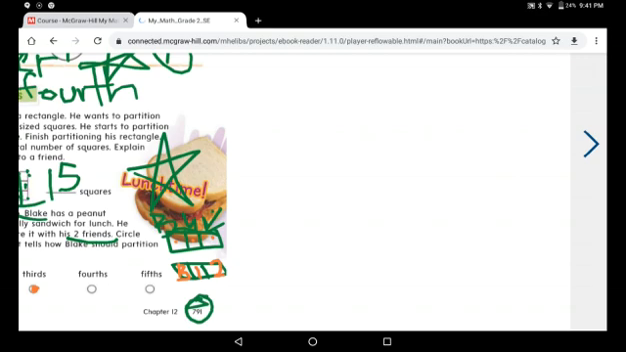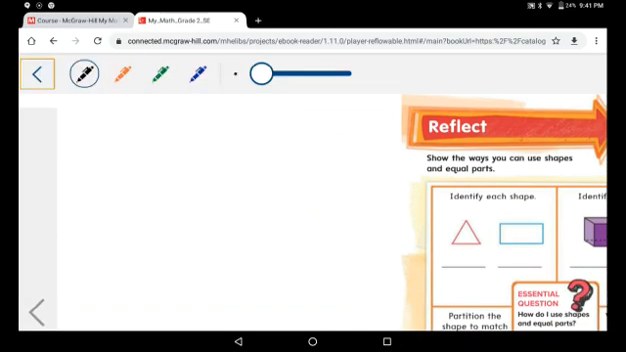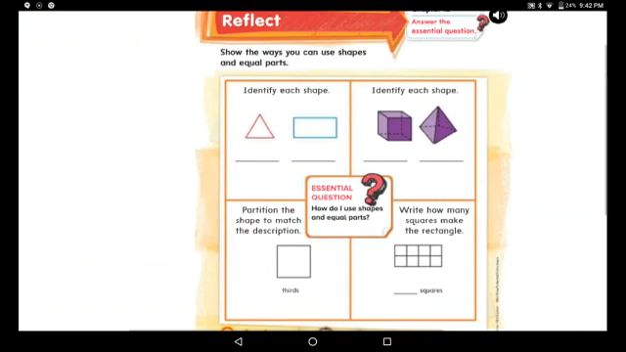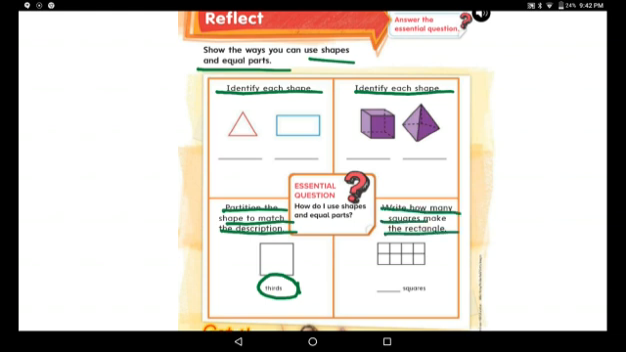Let's move to the next and last page together. Here we go. The last page we'll solve together, then you will do the performance task alone. Let's see. Show the ways you can use shapes and equal parts. Identify each shape. Now, I will read for you. Identify each shape here and here. Partition the shape to match the description. The description is written for you: thirds. Okay? Now the last question. Write how many squares make the rectangle. Okay? And you need to have a unit here as squares.